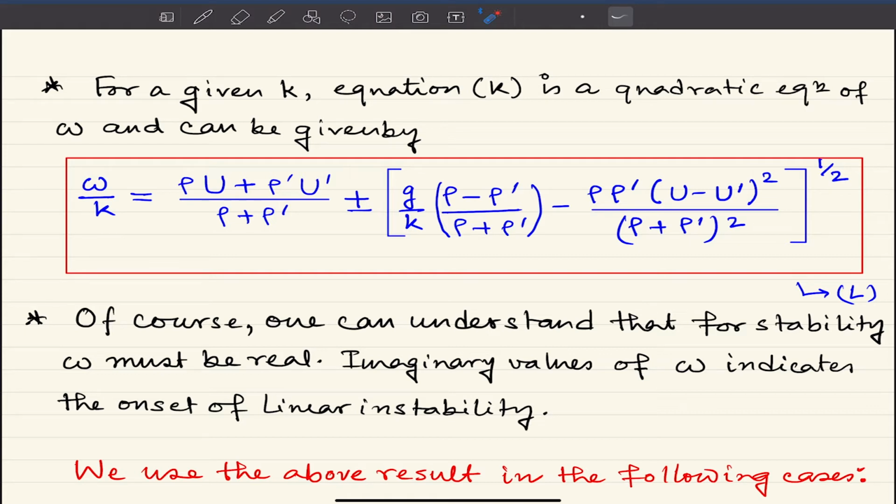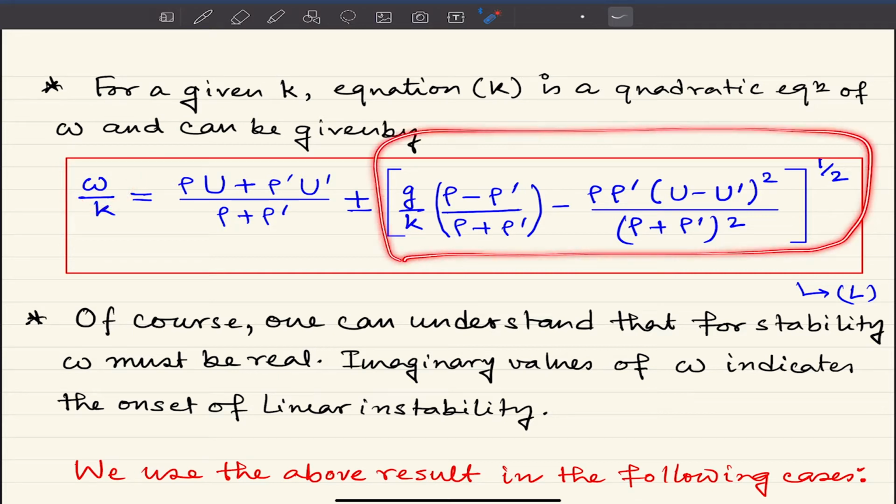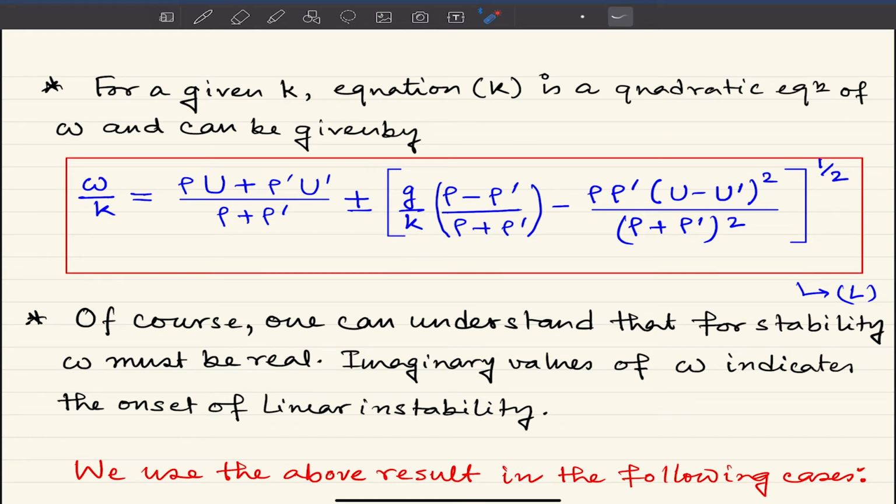That means the system responds in terms of linear wave modes. If omega has a complex part, which should come from this part, of course you understand that there is a square root and there are two terms. So the interplay of the two terms will tell us whether this is imaginary or real. And if omega has an imaginary part, then the system will lead to an instability. Of course, linear instability.